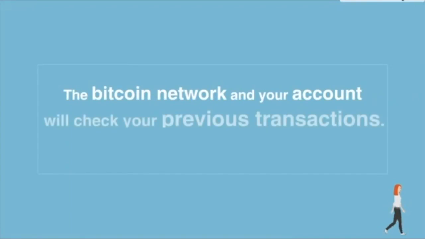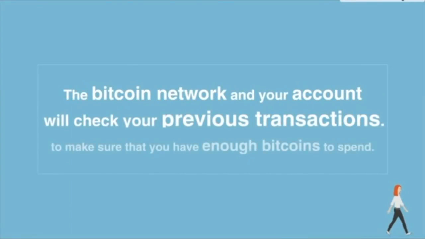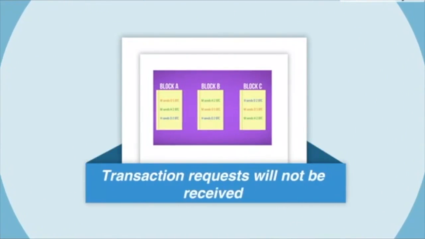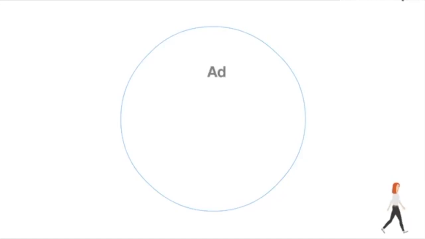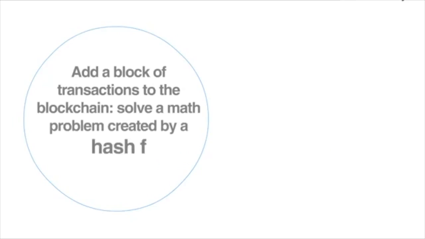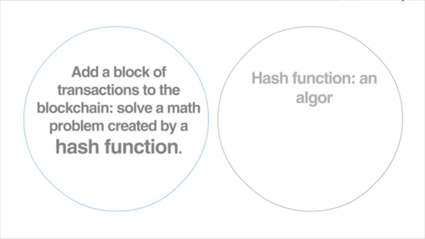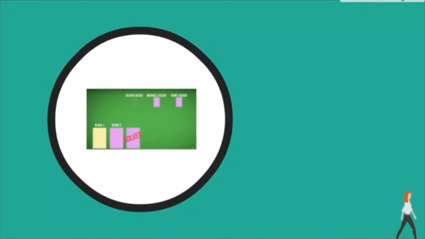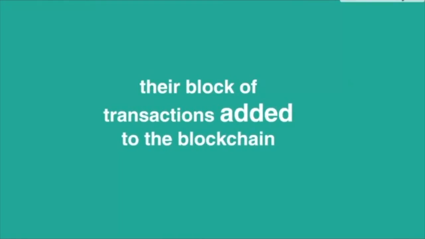In addition, the Bitcoin network and your account will track your previous transactions to make sure that you have enough Bitcoins to spend. However, there can be network delays, so transaction requests will not be received in the same order. Therefore, to add a block of transactions to the blockchain, you have to solve a math problem created by a hash function, an algorithm that makes it hard to find the input when only given the output. Whoever solves the problem first will have their block of transactions added to the blockchain.